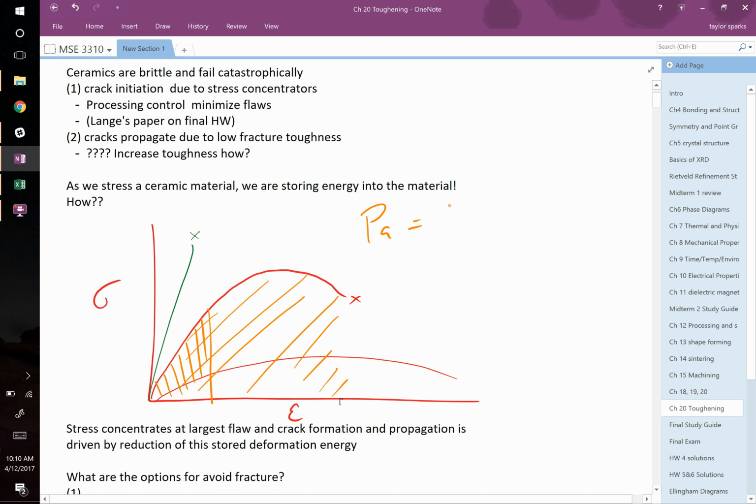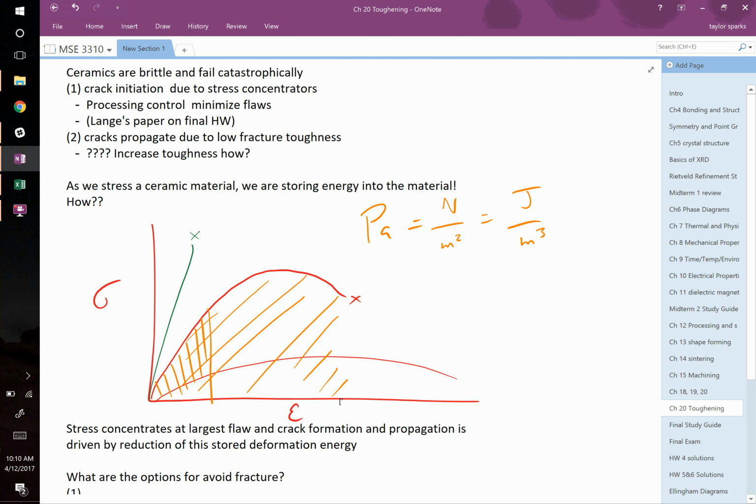Newton per meter squared, or a joule per meter cubed. So that's where your energy is coming from. And that makes sense, because if you test a larger object as opposed to a smaller object, you're going to store more energy in the larger one, right? So it's proportional. You have to take into account the volume of your object, right? But this is the energy that's going into it, right?